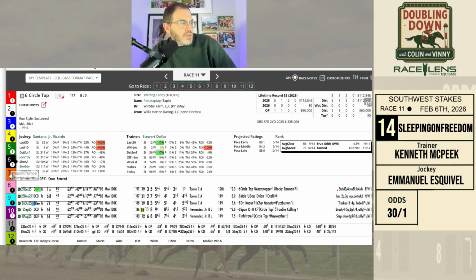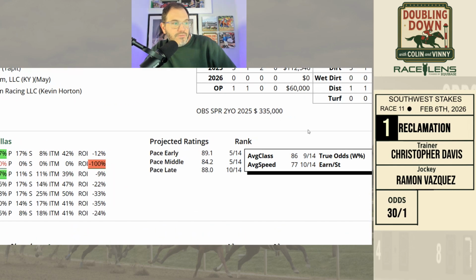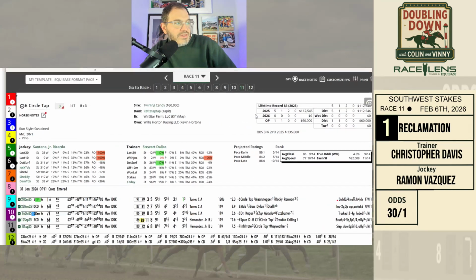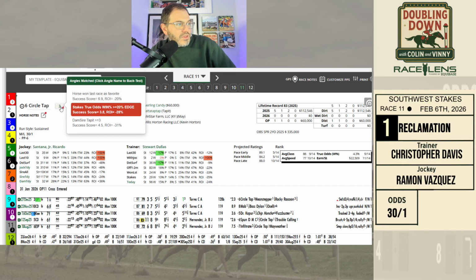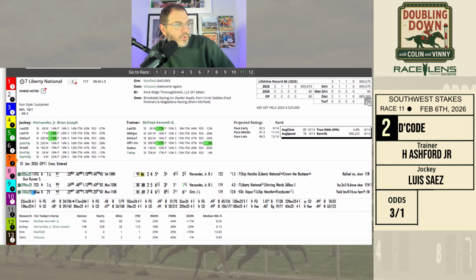We mentioned Litmus Test. Circle Tap, the number 6, won last time out at Oaklawn Park, going a mile and a 16th, coming from off the pace at 30-1 with Ricardo Santana, and Dallas Stewart as a trainer who I love with some of these long shots. This is a $335,000 OBS sale purchase. Sire is Twirling Candy, the dam is Tappet. As we talked about, the models showing that there was a lot of early speed, the number 6 Circle Tap might be one that I'm intrigued by.